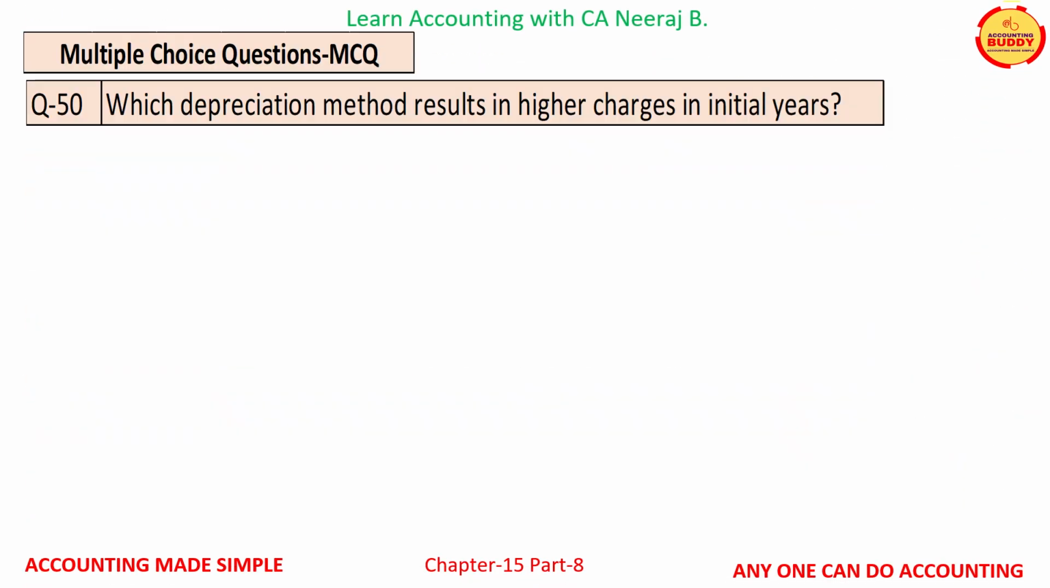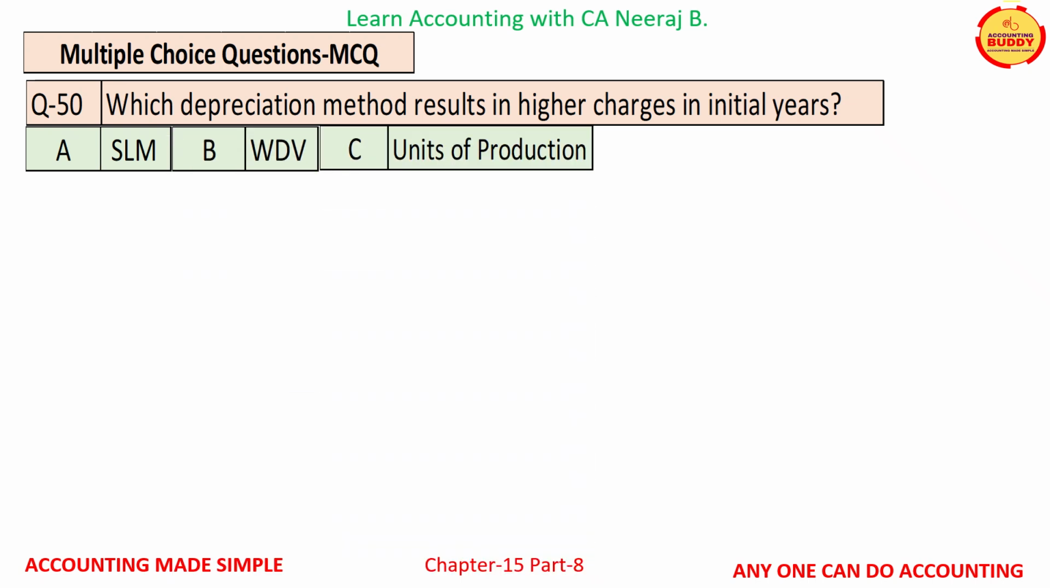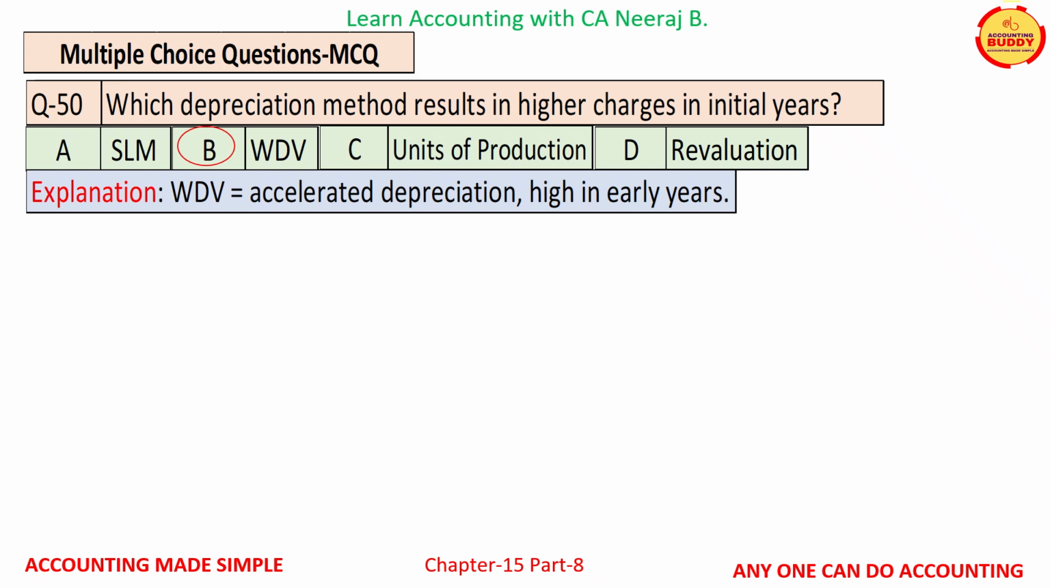Question number 50 is, which depreciation method results in higher charges in initial years? The available options are option A, SLM, option B, WDV, option C, units of production, and option D, revaluation. And the correct answer is option B, WDV. WDV method is equal to the accelerated depreciation, higher in earlier years.